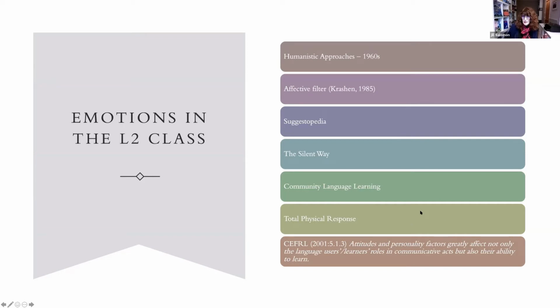So nowadays, there's growing interest in the role of affect in L2 learning. Arnold actually noted that existential competence, what the French call savoir-être, now appears in the list of competences of the CEFR. So this covers attitudes, motivations, values, beliefs, personality factors such as self-confidence, self-esteem, anxiety, and even fear. If you quote the CEFR, attitudes and personality factors greatly affect not only the language users' and learners' roles in communicative acts, but also their ability to learn.